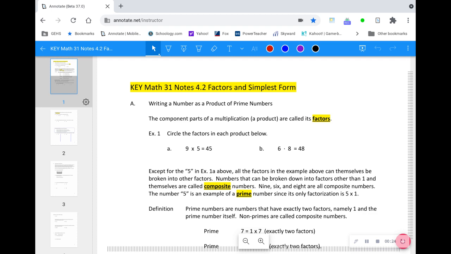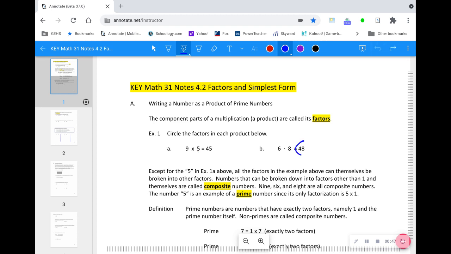So factors are parts of a multiplication problem. And you can see in this first example, I've made a multiplication problem that yields 45. So we would deduce that both 9 and 5 are factors of 45. There's other ways you could have broken that up, such as 3 times 15.